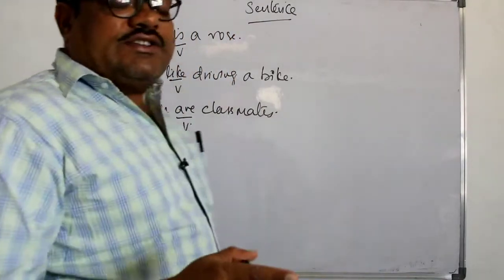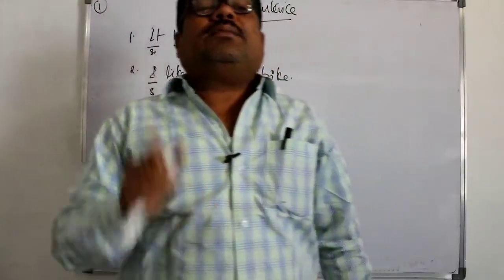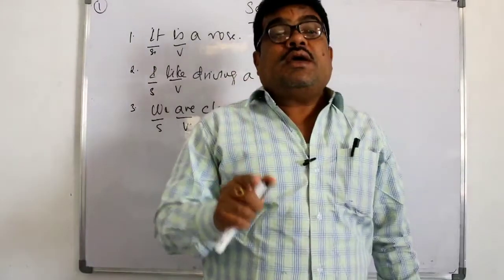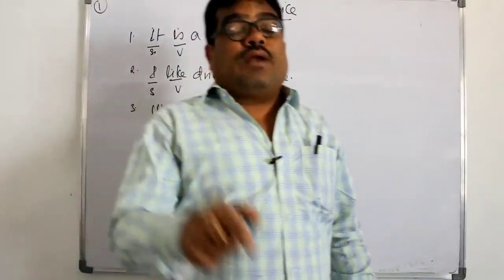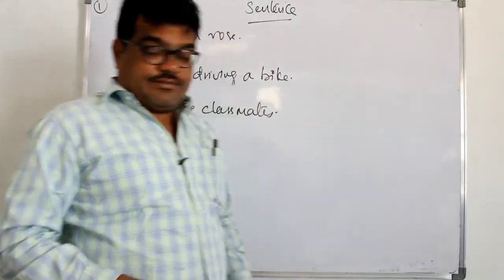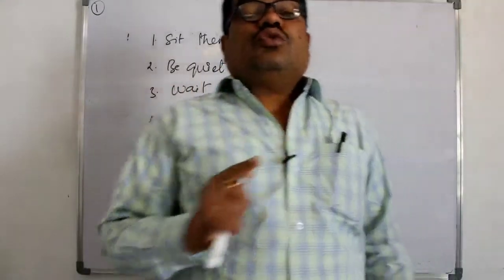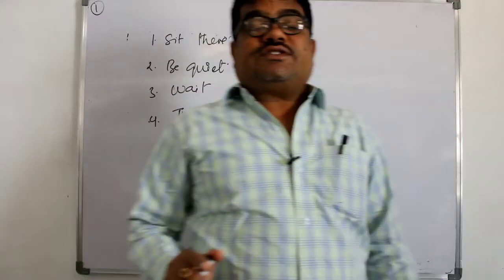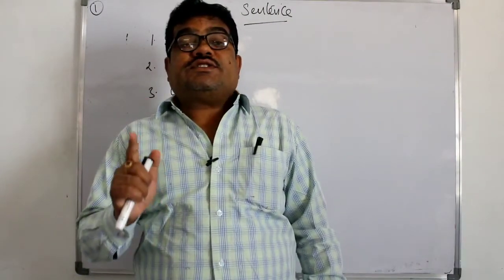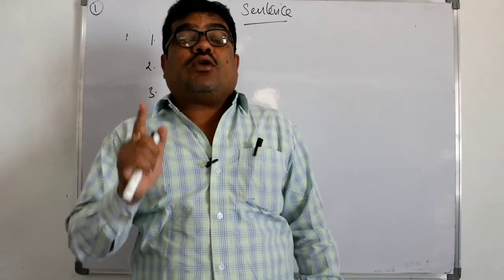Sometimes in a sentence the subject is not indicated but it is implied. The subject is not there but it is indicated or implied. I will show you the examples. I told you that in some sentences the subject is not there but it is expressed or implied or indicated.